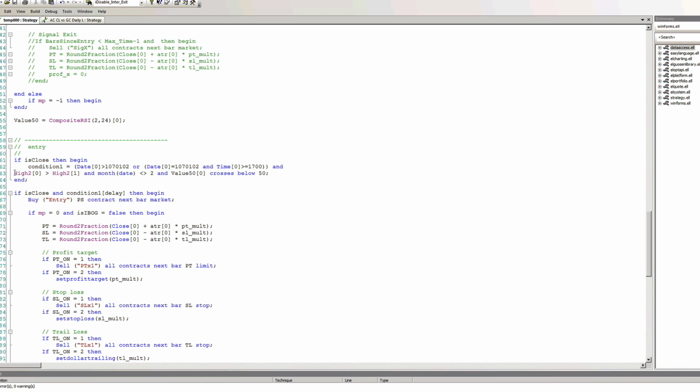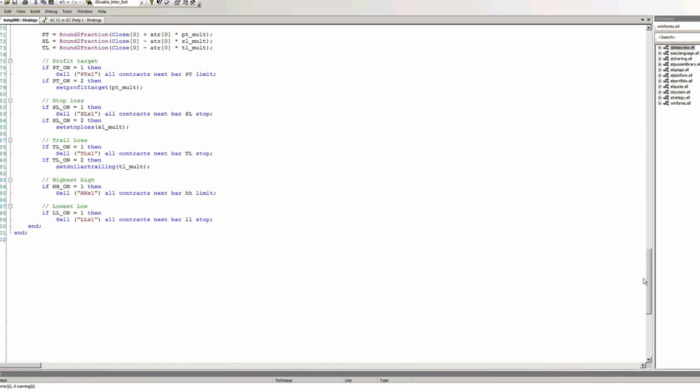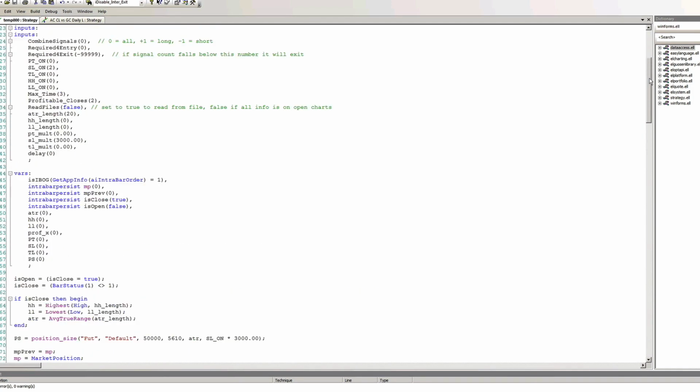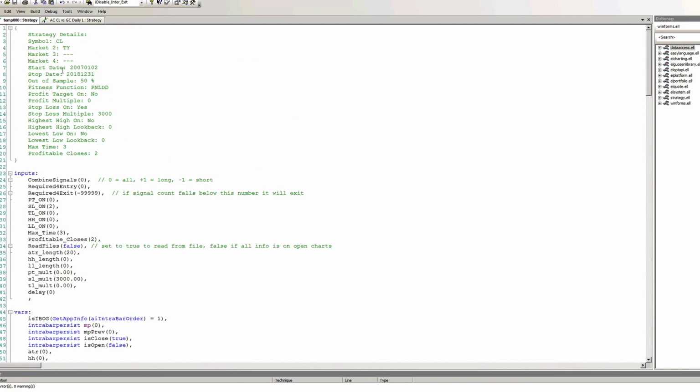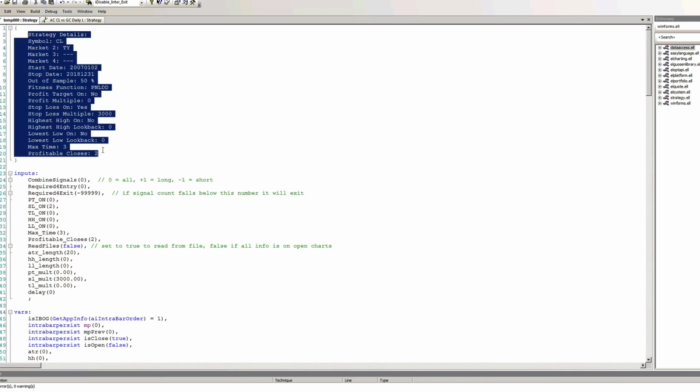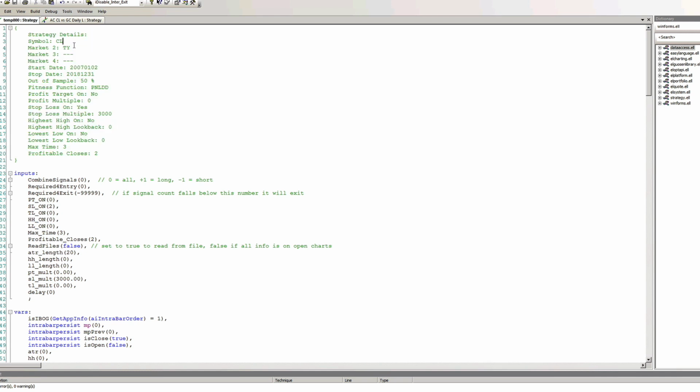You can see here the entry signal. You don't need to know EasyLanguage to know what we're doing here or to execute this, but if you do know EasyLanguage, you can come in here and look at the code. Here is the comment at the top telling us which markets we're using, the symbol and our intermarket, as well as some other information.